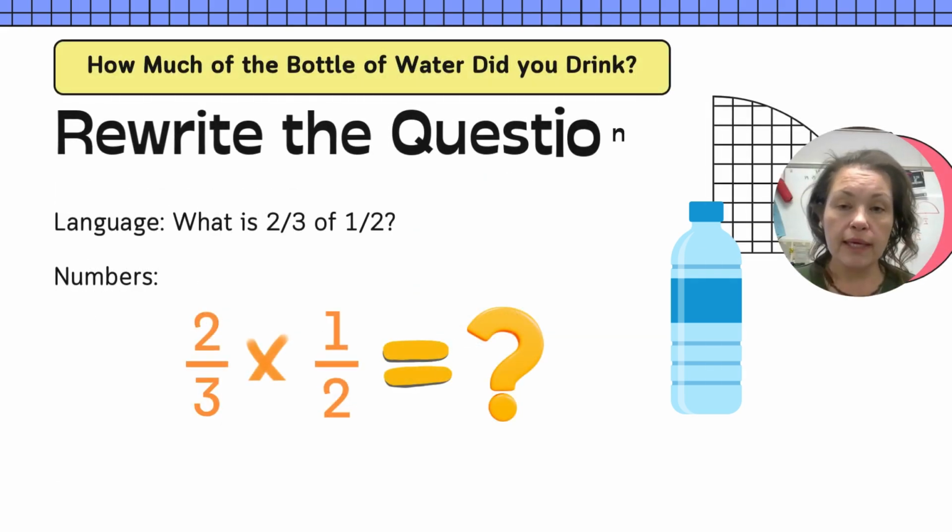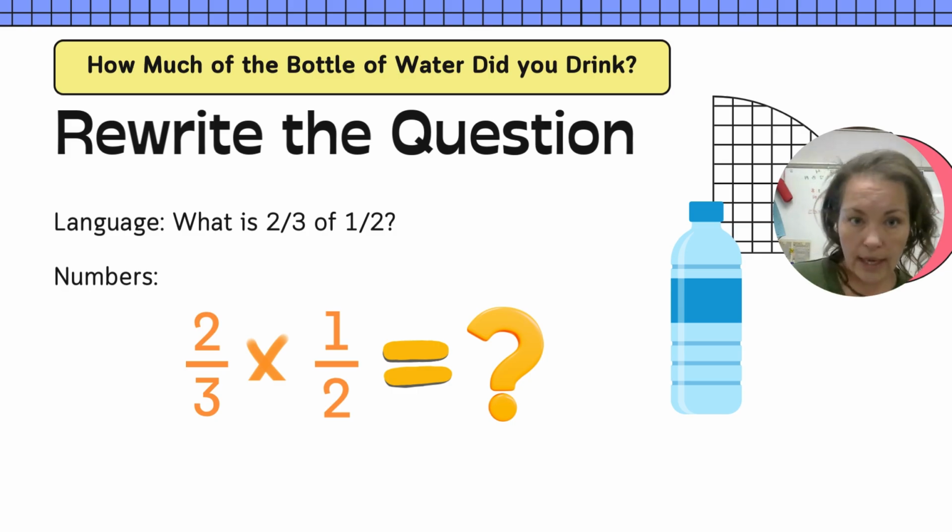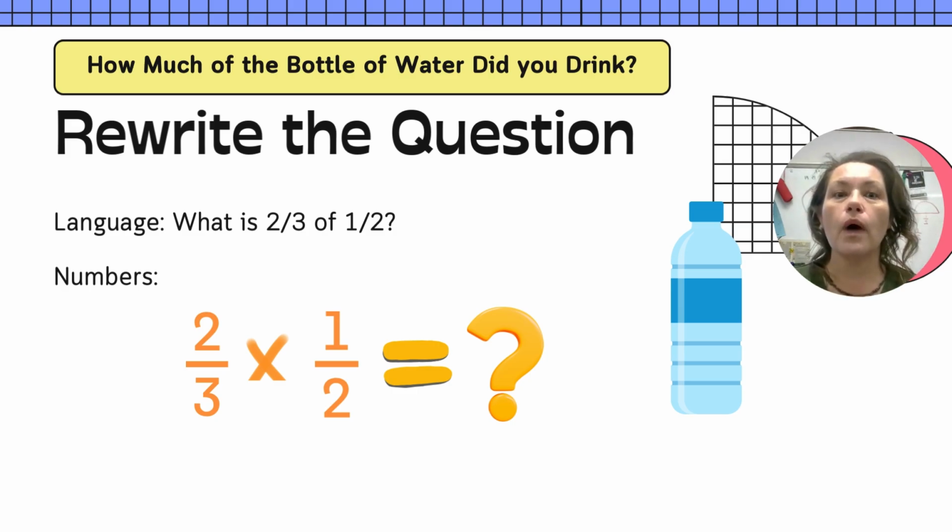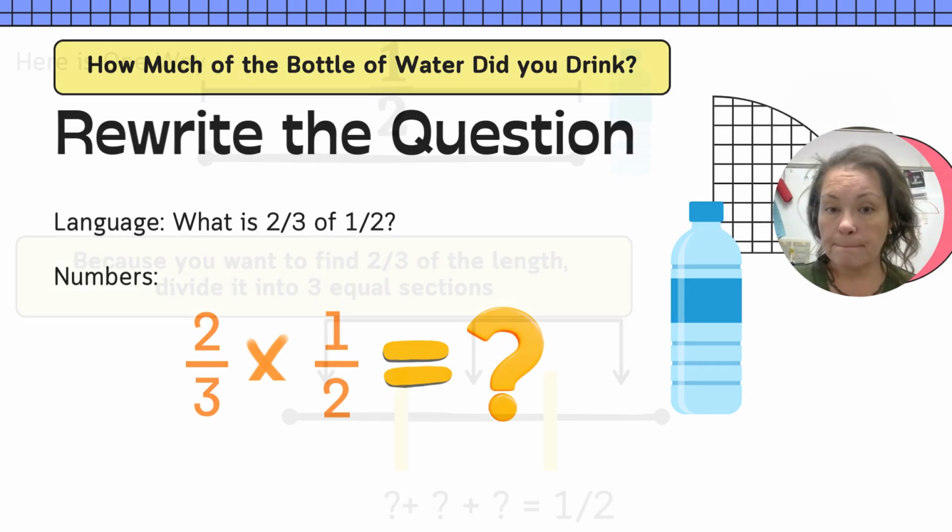Remember, we break everything down, rewriting our question in our heads and on our papers. So in our head, I want you to switch that to words, to the language. So what are you trying to figure out? You're trying to figure out what is 2/3 of 1/2. So on your paper, I want you to write 2/3 times 1/2 equals question mark. Okay, words, numbers, got them?